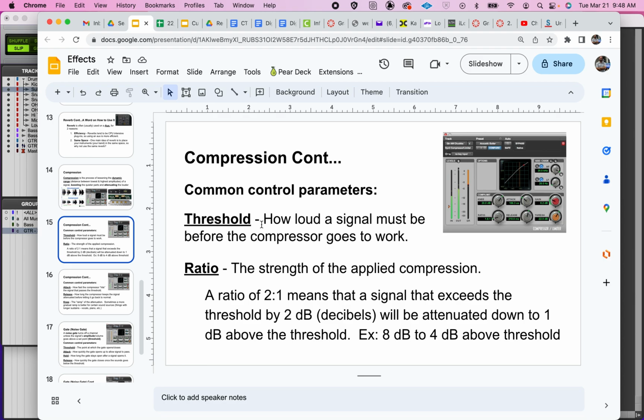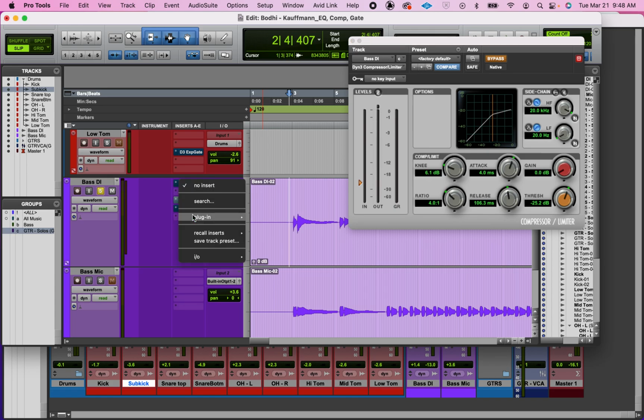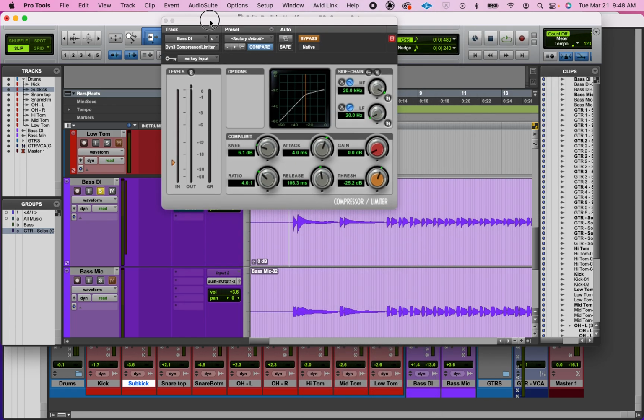So the most common parameter is the threshold. At what point of amplitude or volume is the compressor going to go to work? This is the red line. We're going to draw a line above which we are going to push you down to keep you within our newly defined dynamic range. So looking at the Dyne 3 compressor limiter, which is found in dynamics, which makes sense based on the definition, the bottom right-hand corner here is our threshold. You'll see it also in this orange line as you move it around. That is essentially where the signal is going to start to get compressed.